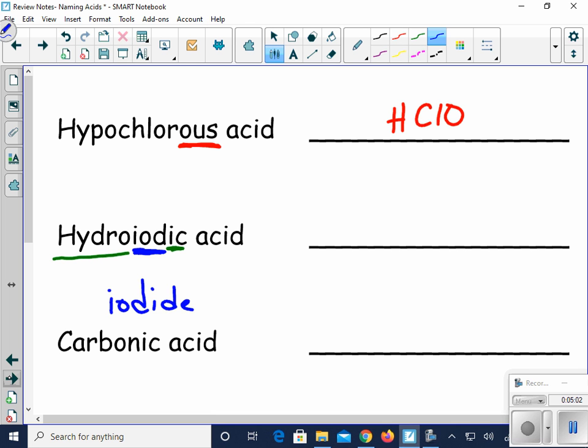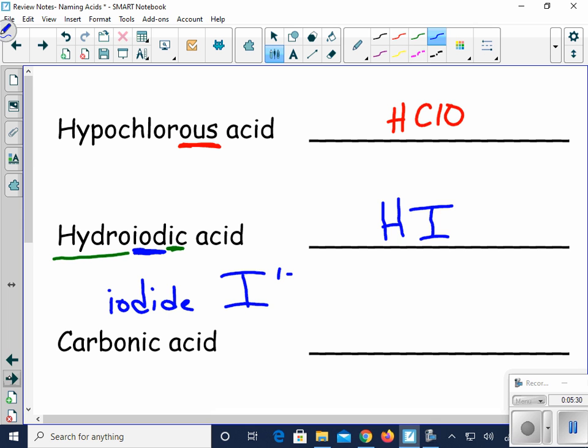I look on my monatomic anion list, and iodide is 1 minus, correct? I 1 minus. So how many hydrogens do I need to go with this? Just one. So when I write the formula, HI, HI is hydroiodic acid.